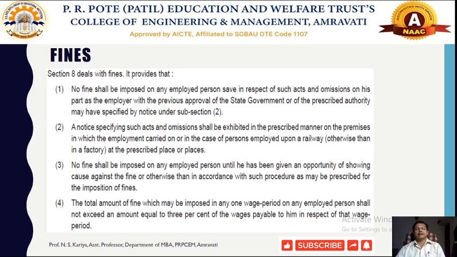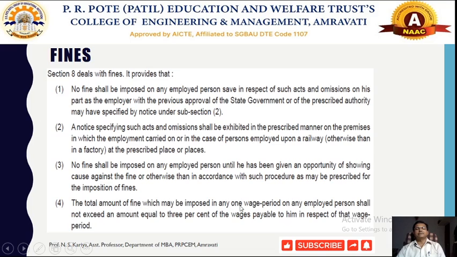Whatever form of acts and omissions there are, the rules and regulations will mention them under the standing order or in the agreement. If the employer finds that there has been a violation of rules and regulations, then in that case they can collect the fine, otherwise they cannot collect any amount of fine.